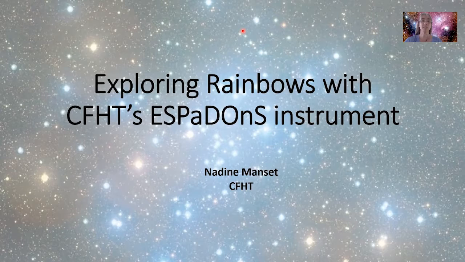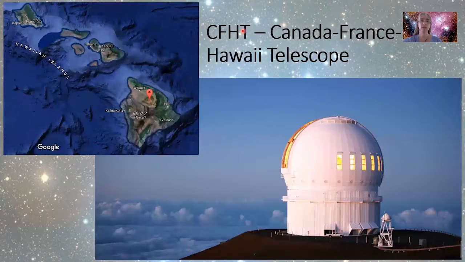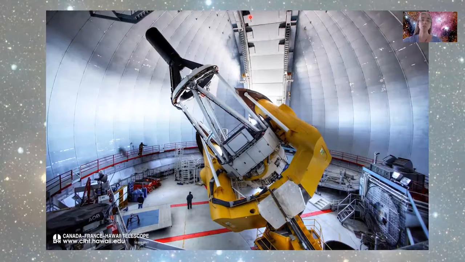Exploring rainbows with CFHT's instrument called ESPaDOnS. CFHT stands for Canada-France-Hawaii Telescope. That's an observatory which is located near the summit of Mauna Kea on the Big Island of Hawaii. This picture of the inside of the dome shows you the telescope.